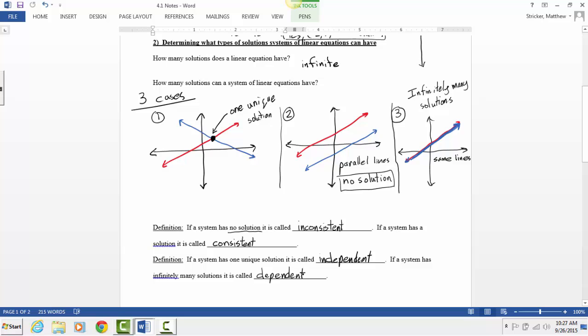So we have consistent and inconsistent, and dependent and independent. The only one of these three cases that's inconsistent is the second one. This one right here is inconsistent. The other ones are consistent. And then situation 3 is dependent.